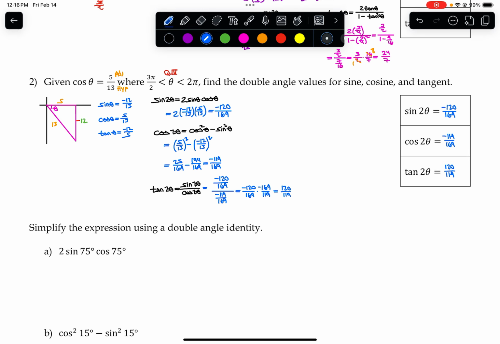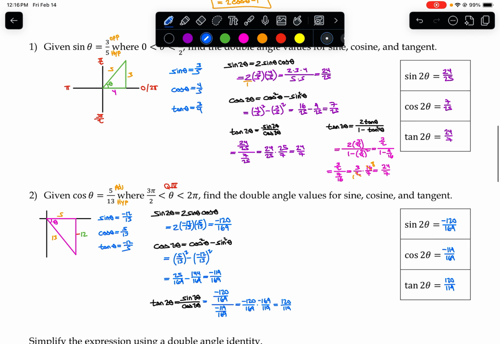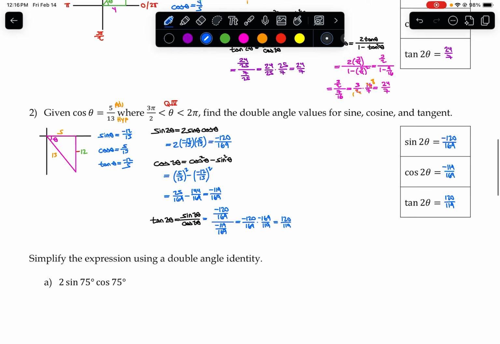A little over 1. So this is what a lot of your problems are going to look like, most likely. This is kind of the foundation of what your problems will look like. I will say there's a ton of different ways that we can build upon these, but in terms of rudimentary and fundamental skills, this is what you need to know for double angle.